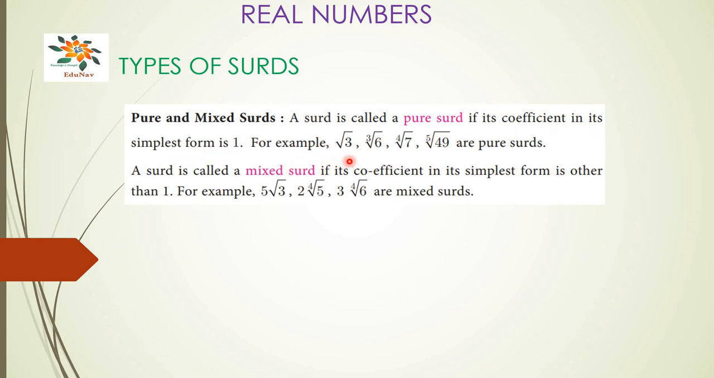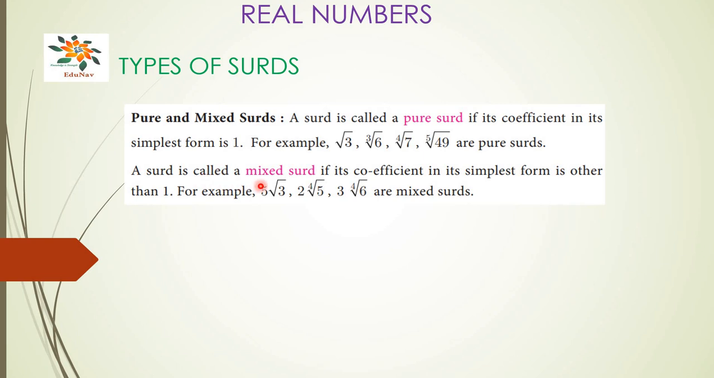For example, root 3, cube root of 6, fourth root of 7, fifth root of 49, they are all pure surds. Look at all these examples, just what I have mentioned. The coefficients of all these surds are 1. What is meant by coefficient? The number which is present before the surd. In all these surds, you will observe that the coefficient of the surd is 1. That is why we call these surds pure surds.